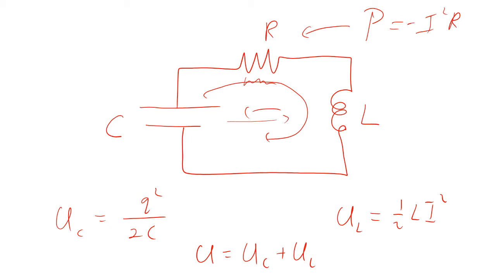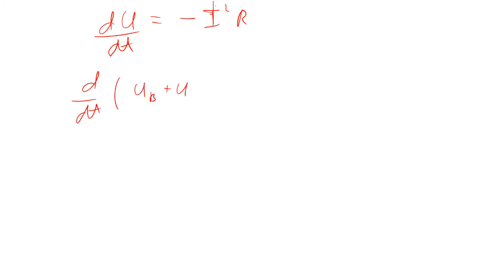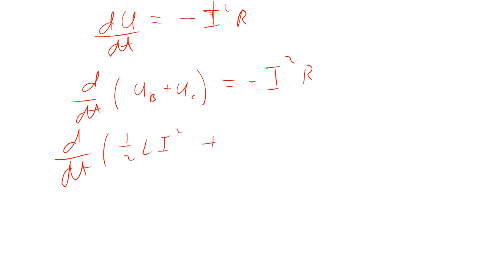We really ought to put a minus sign in there to indicate we're dissipating. It's decreasing the energy in the circuit. So we would say that the rate of change of energy in the circuit is equal to minus I squared R. So that's the rate of change of U_B plus U_C equals minus I squared R. So that's the rate of change of 1/2 L I squared plus Q squared over 2C, and that's equal to minus I squared R.